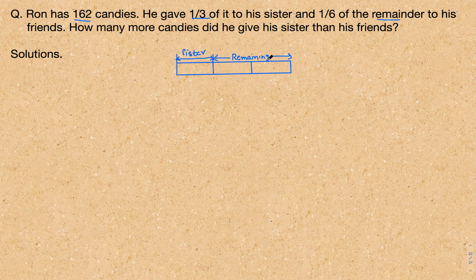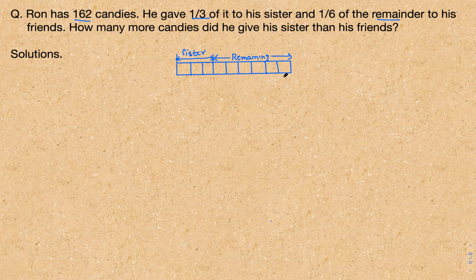We can do that by dividing each of these units into three parts further, because 2 times 3 gives us 6. So let's divide each of the remaining parts into 3 equal parts. Now we have divided the remaining units into 6 equal parts, but then we have to do the same for the unit which he has given to his sister. So his sister's unit should also be divided into 3 equal parts.